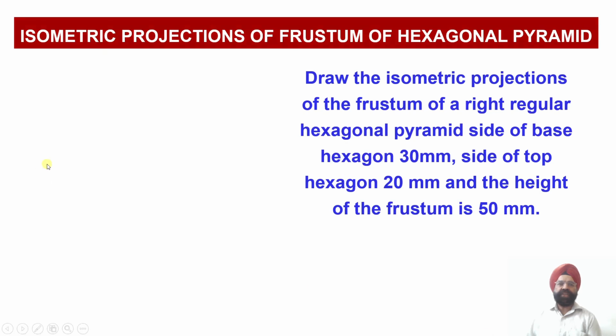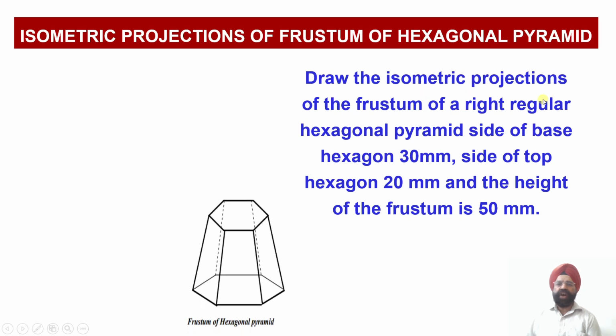Now today's discussion will be about isometric projections of frustum of a hexagonal pyramid. So let us go through the statement. We are required to draw the isometric projections of frustum of a right regular hexagonal pyramid. Side of base of hexagon equal to 30 millimeter.